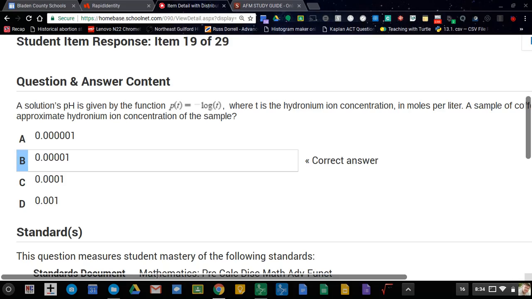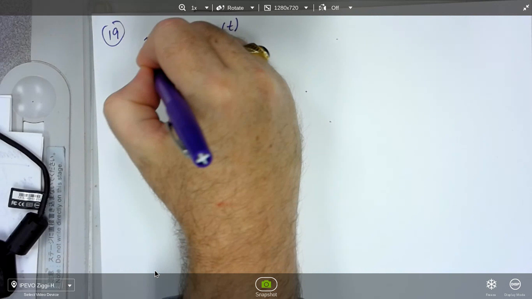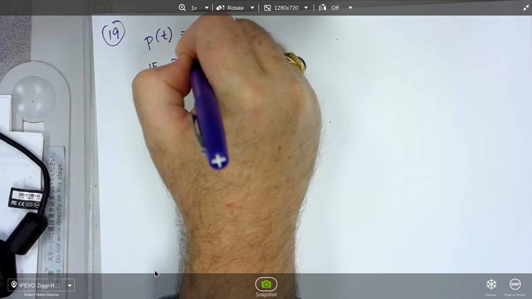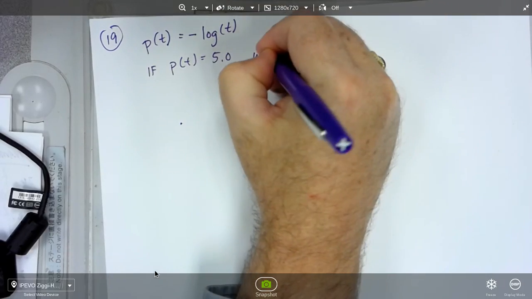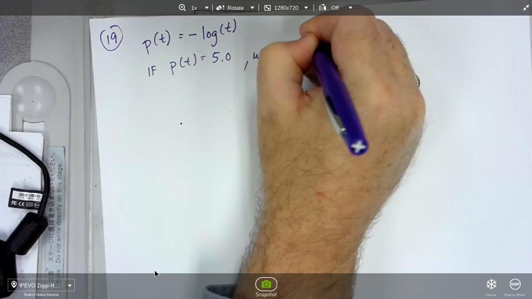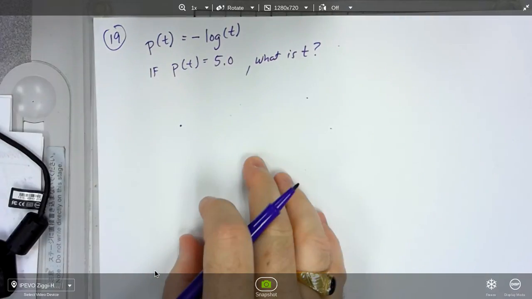So all you have to do is reword that. Knock out the big words and say, if P is equal to 5, what is t? Okay? That's a simple way of phrasing that. So knock out the big words and replace it with that variable. Okay? So all they're asking you is, if P of t is equal to 5, what is t? That's what they want to know. All right?